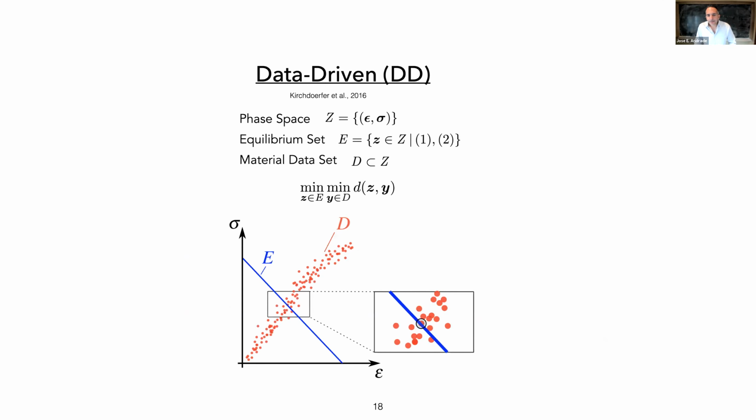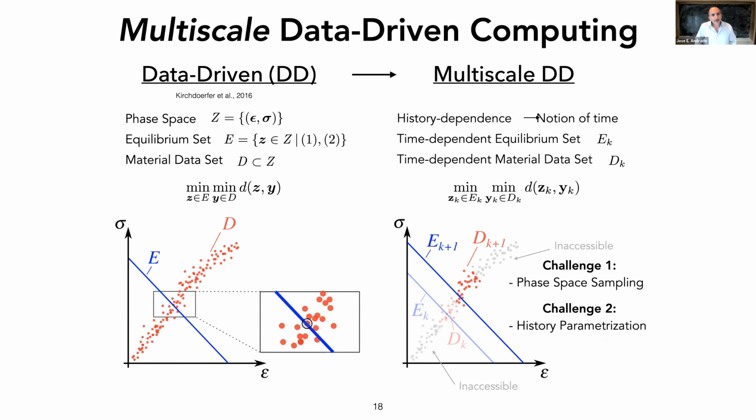So in the DD approach, the whole idea becomes as follows. In granular materials, you have to face 2 major challenges. First, you have to deal with a history-dependent material. So there is an embedded notion of time, if you will. As you go from, say, a previous set of E and D or a previous solution, you need to now find the next solution at, say, k plus 1.